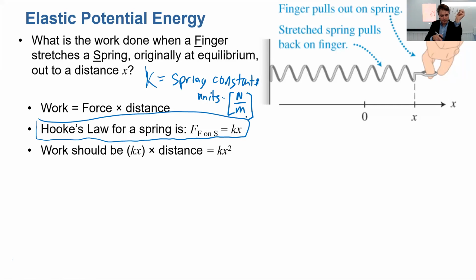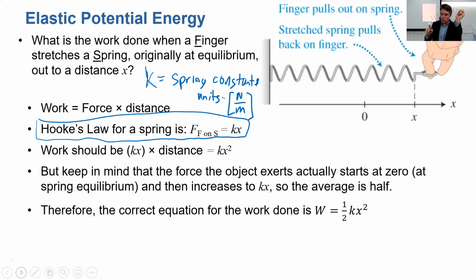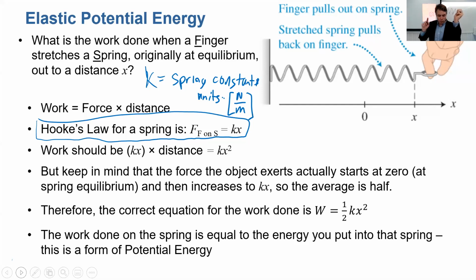So the work should be force kx times distance, but the problem is there's an integral going on. Keep in mind that the force starts at 0 and then it increases. So you actually have to use the average force, which will be starting 0 plus the final force divided by 2. So that's where there's a half in here. The correct equation for the work done is 1/2 k times x squared, where x is how much you've stretched it. So we say that the work done on the spring is equal to the energy that you're putting in the spring by stretching it.